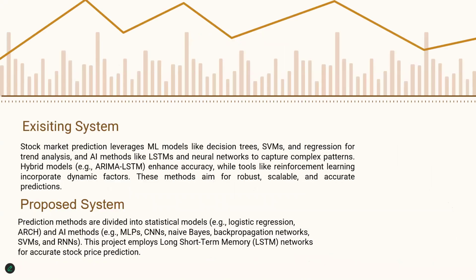Now let's review the existing and proposed systems. Existing system: existing stock market prediction systems use models like decision trees, SVMs, and regression for trend analysis. Advanced AI methods, including LSTM networks and neural networks, capture complex patterns. Proposed system: prediction approaches include statistical models, for example logistic regression, and AI methods like MLP, CNNs, SVMs, etc. This project uses LSTM networks for precise stock price prediction, leveraging their ability to analyze sequential data effectively.